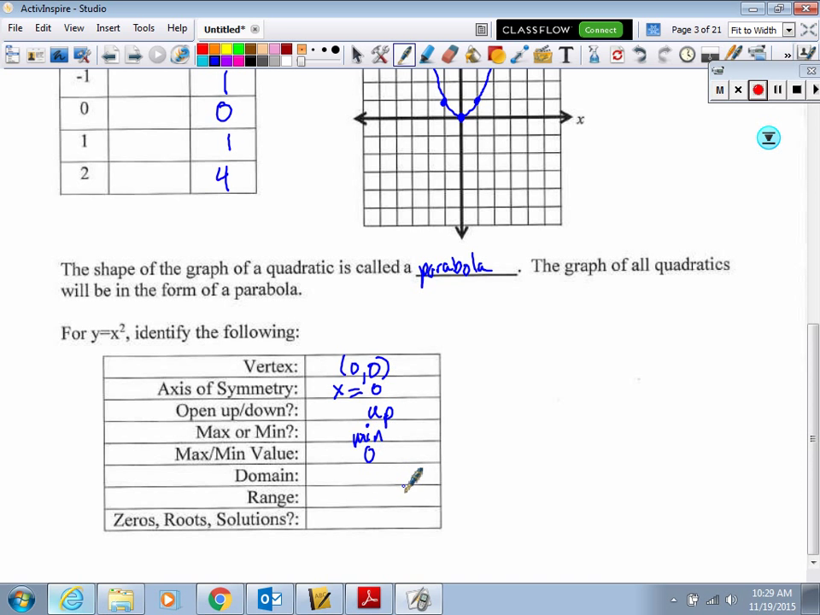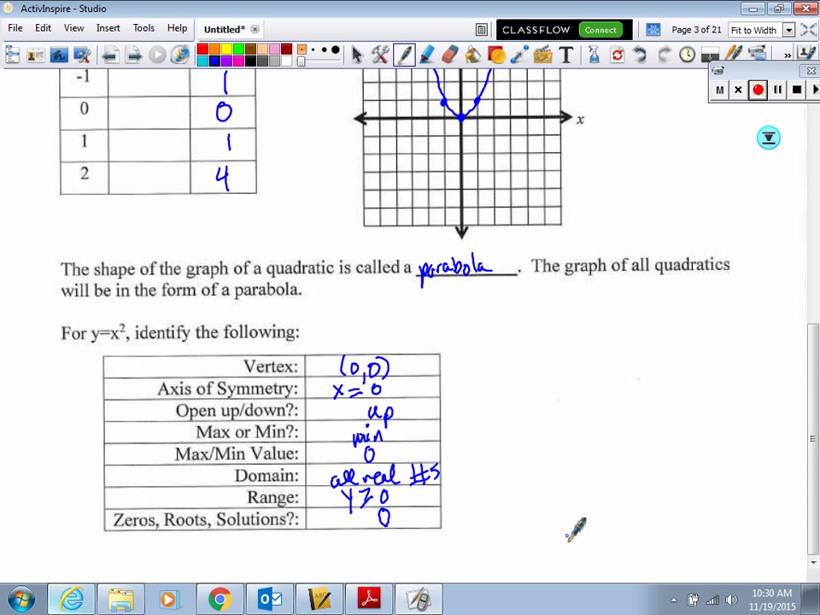Okay? Domain is always going to be all real numbers. And then the range, look at your lowest point in this case, and your range is going to be all the y's that are greater than 0. So y is greater than or equal to 0. Zeros, roots or solutions: what points touch the x-axis? In this case, it's just 0. And it's a simple answer there.